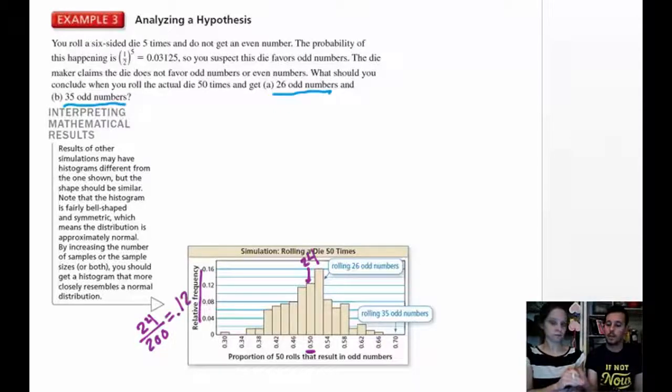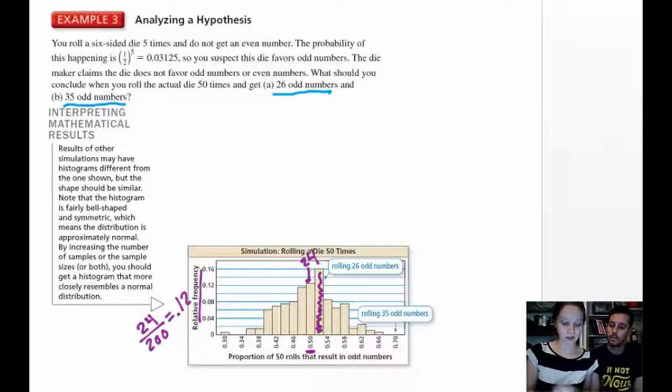All right, so we can see each of these bars represents an approximate number of times that we got that percentage of odd numbers. So if we're looking at rolling 26 odd numbers, that's roughly what percent? 26 out of 50. Double it, it's 52%. So that's this bar.